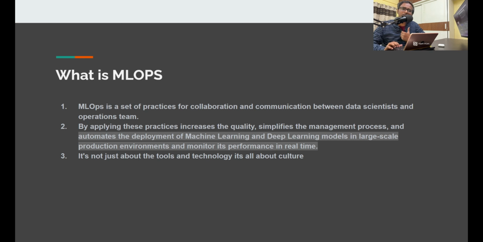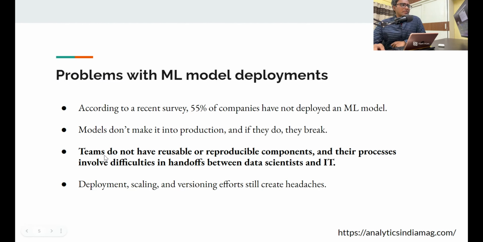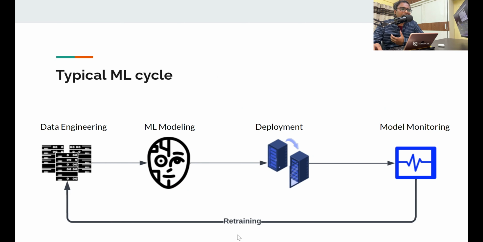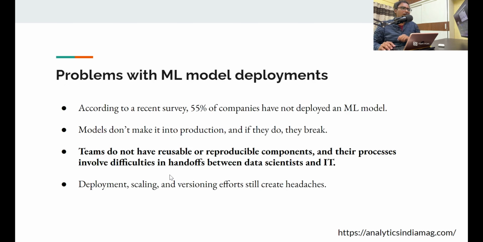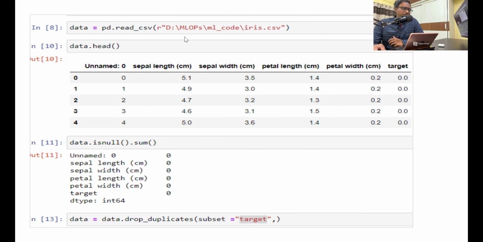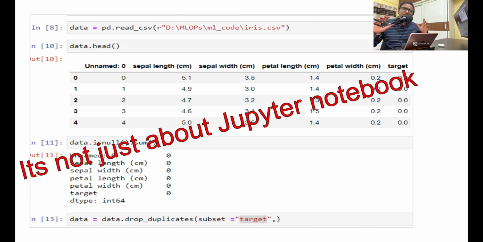What I mean by the practice or culture here, if you read this point again, team do not have reusable or reproducible component. Let's say I write some logic, and in case I am not able to reuse it, how can I retrain it automatically? I'll come to that point now. If you see a typical screenshot of a Jupyter notebook where the data scientist writes some code, assume this is some pre-processing code. Do you really think this is a reusable code? No. It's not just about the Jupyter notebook, right? It's more about the reusable component.